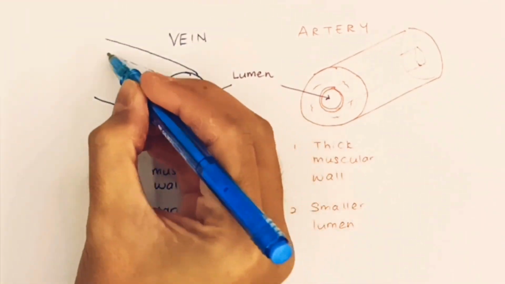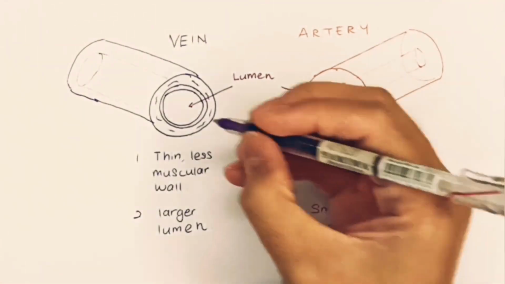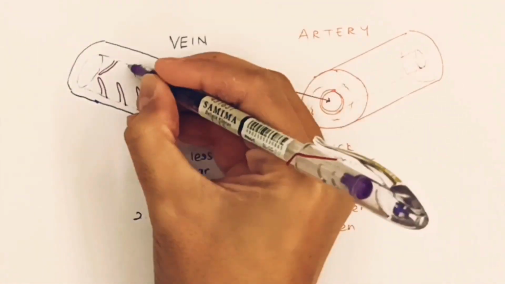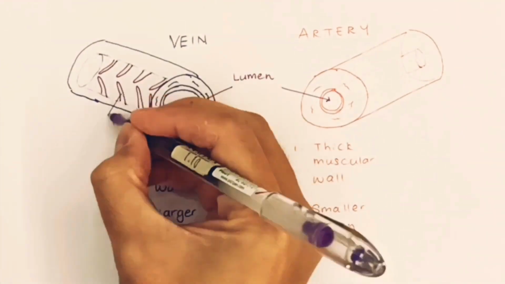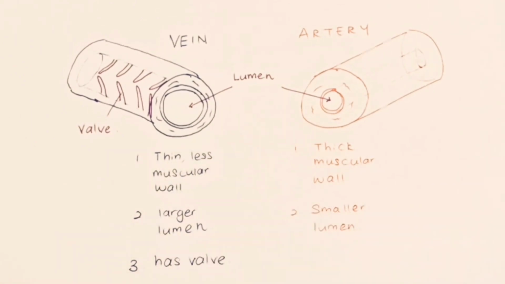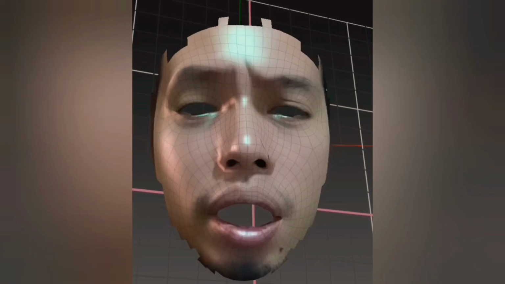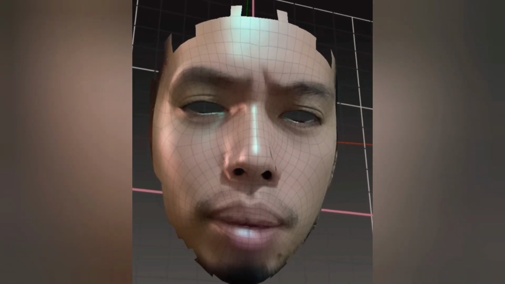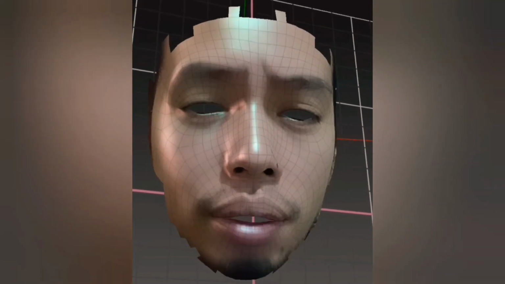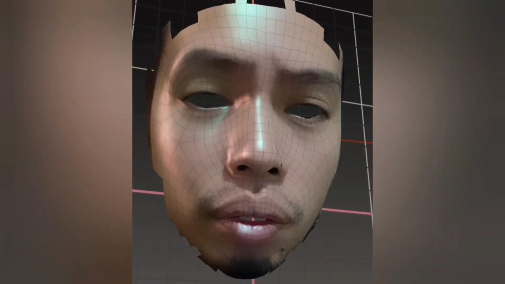There is one more special structure which you can only find in vein. They are called valve. Only vein has valve. Artery has no valve. So these are the differences between vein and artery. Why does vein has valve, but artery has no valve? What's the function of valve?